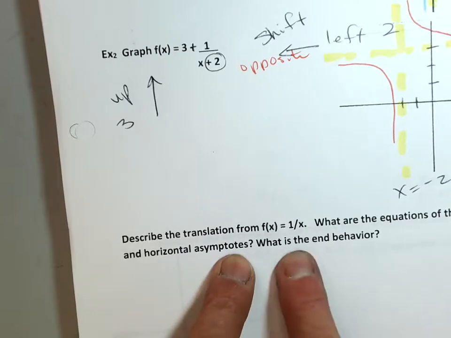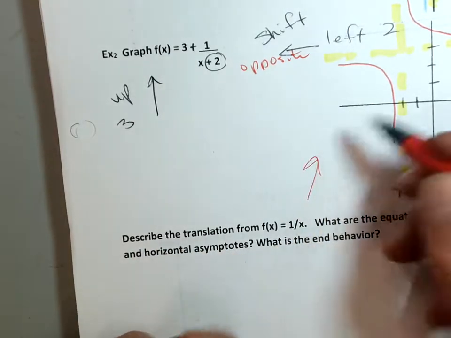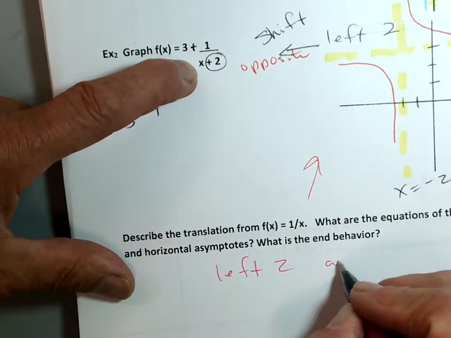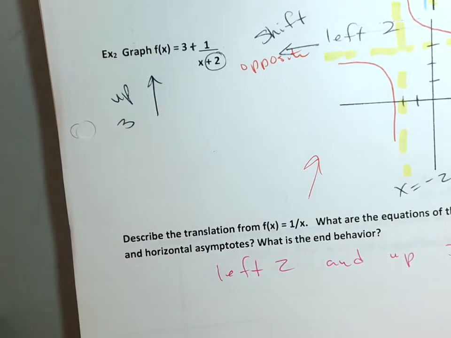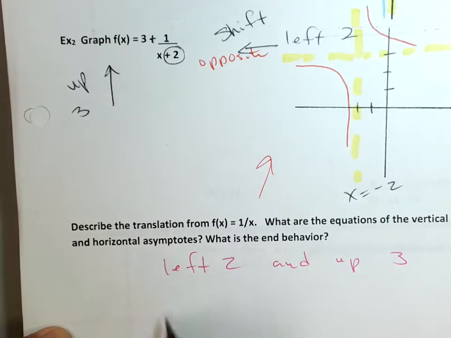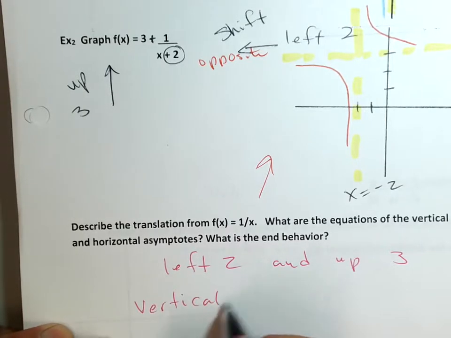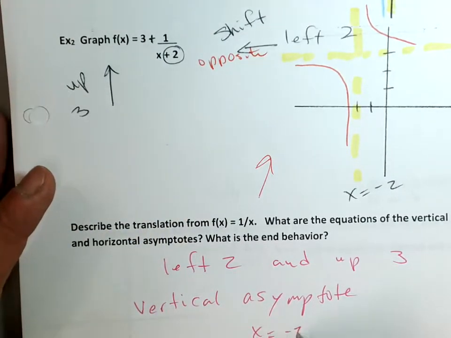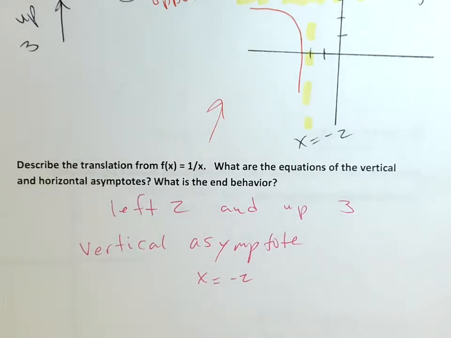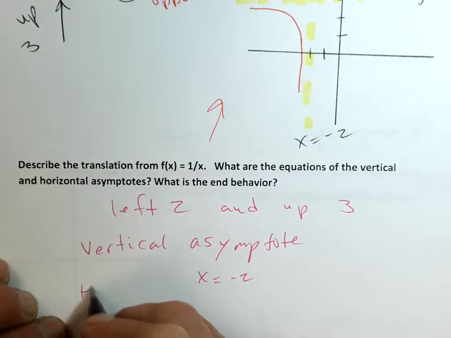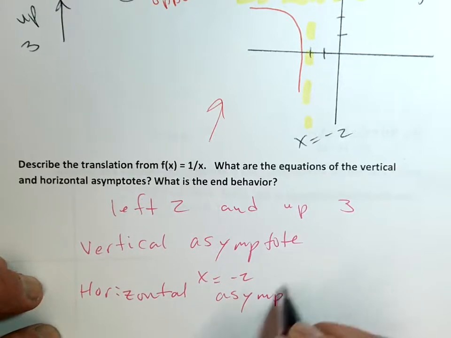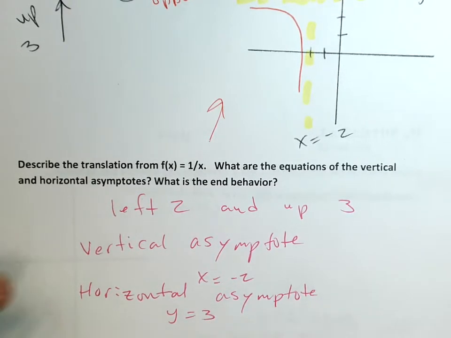Vertical and horizontal asymptotes, so what is the end behavior, okay? So the translation here, we already said, translation was we went to the left 2, and we went up 3. And my asymptotes, well, that's easy. My vertical asymptote is at x equals -2. And we can see that. There's x equals -2. It's right there. And my horizontal asymptote is at 3, right? My horizontal asymptote is at y equals 3, all right?